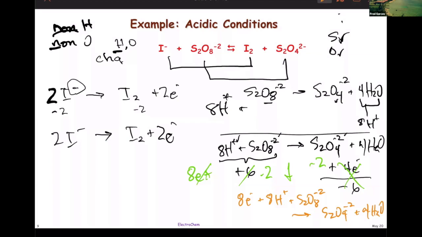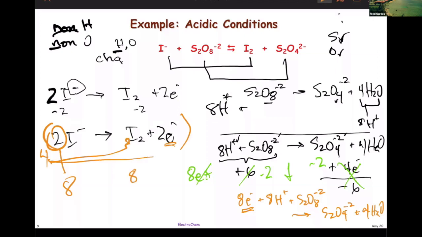Okay, that's our net. Notice this has 8 and this has 2. They're not the same. You got to multiply this whole equation by 4 in order to get 8 electrons. Only by having the electrons equal can you add them together. This therefore changes to 8. This therefore changes to 8. And this therefore changes to 8. Then we add them all up. What will happen is that we have 8 electrons on the product from this reaction and 8 electrons on the reactant in this reaction. They cancel out.